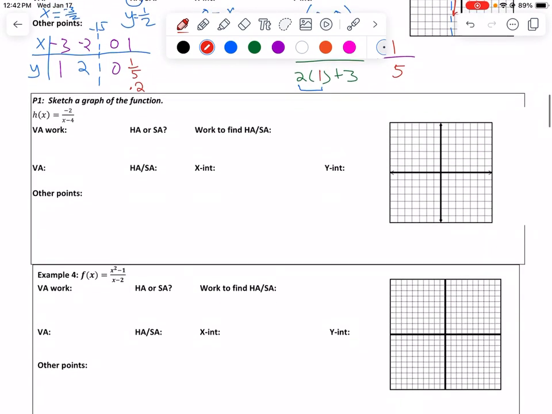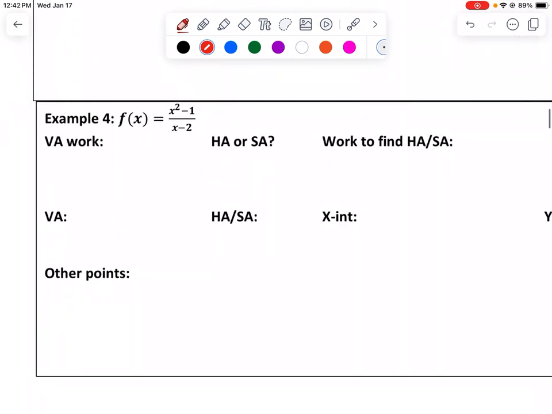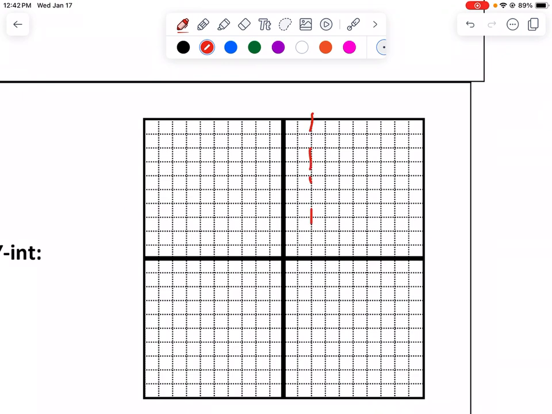There's a practice problem here. I'm going to skip over and go down to example 4. These ones we're going to have slant asymptotes. The vertical work is still the same, so x minus 2 equals 0, which tells us x equals 2, which means at 2 I'm going to have a dashed line.